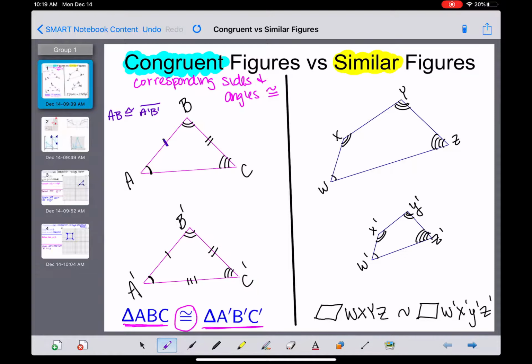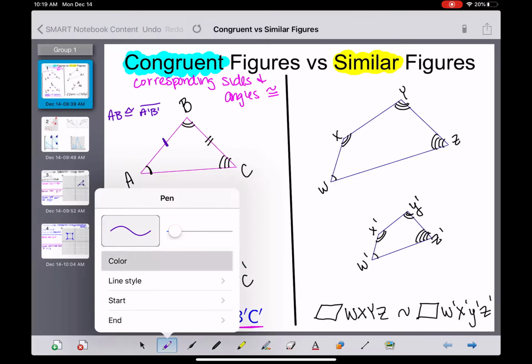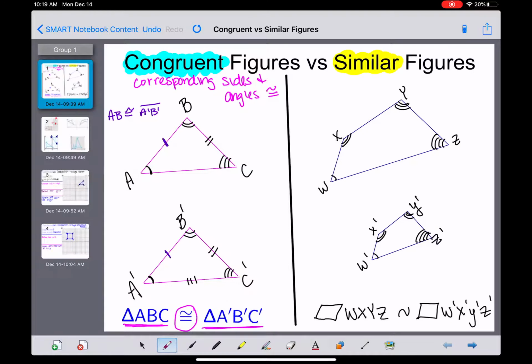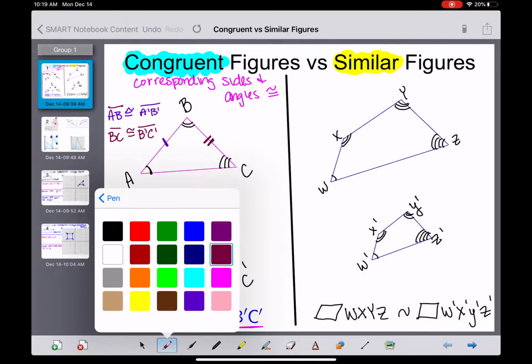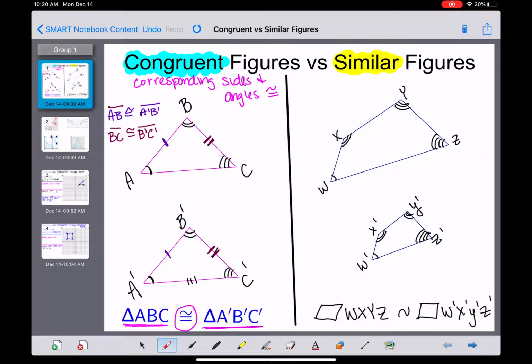I know they are congruent because they are represented with one tick mark. Segment BC is congruent to segment B prime, C prime. Once again, I know this because BC has two tick marks and B prime, C prime has two tick marks, which means they're of congruent measure. Segment AC is congruent to segment A prime, C prime. Once again, I know this because they have three tick marks indicating that their segments are congruent.